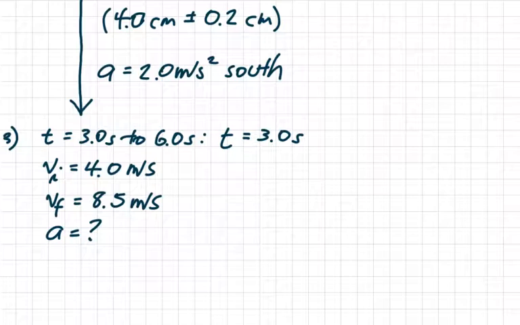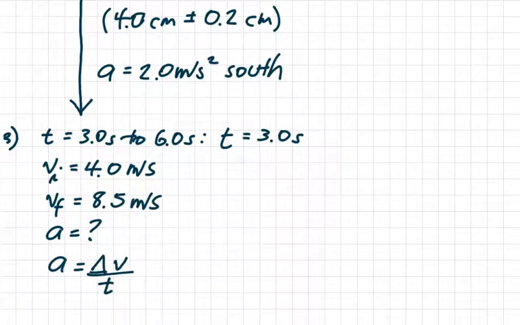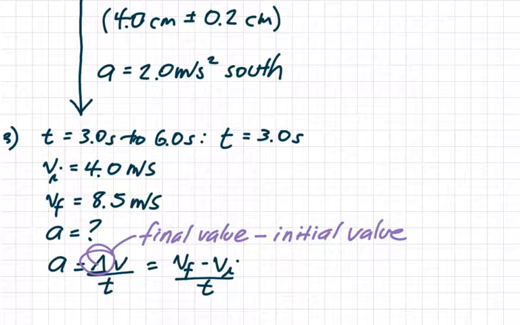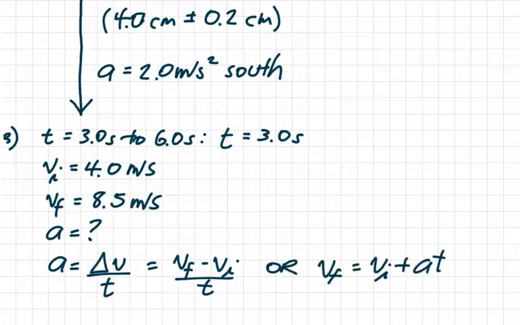And the problem asks, what's the acceleration? So I have my givens, I have my unknown, I pick my equation. You can use the classic definition of acceleration, a equals delta v over t, which is the version on the reference table, but I know that delta means final value minus initial value. Delta always means that in an equation. Or I could use vf equals vi plus at, the first kinematics equation, which mathematically is exactly the same as a equals delta v over t.